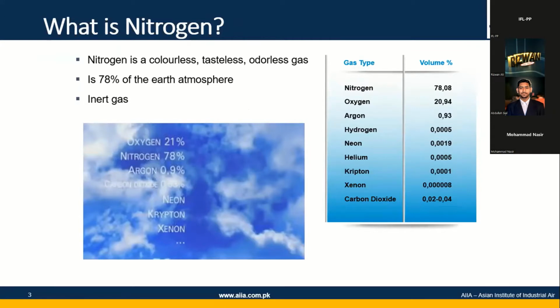And what is nitrogen? This is the question which comes to your mind first. Basically, nitrogen is a colorless, tasteless, and odorless gas, right? And this gas is an inert gas, and is used in many processes across the general industries.